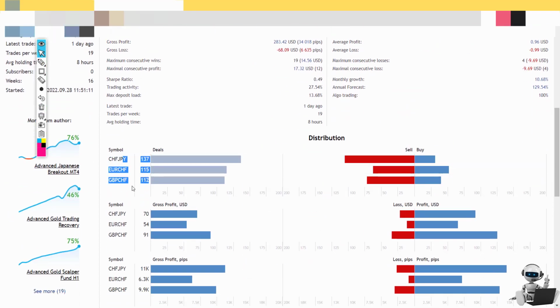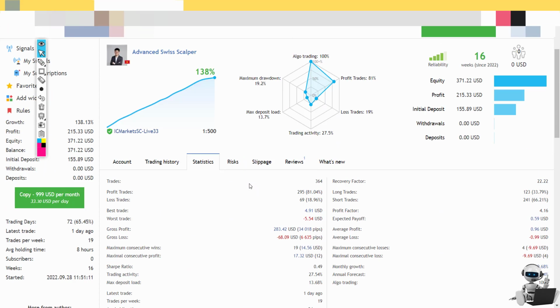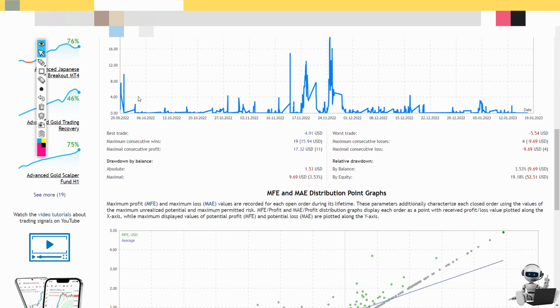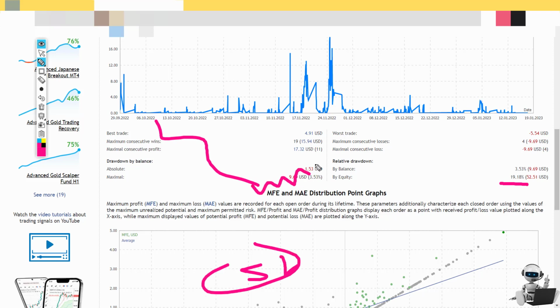It only uses 3 symbols, these are recommended, so please only use these. And for the risk, you can see by equity, so that's what I mean by equity. It means the trades are kept open until they hit the maximum stop loss and the price goes back to a certain point, so that's why the drawdown will be higher by equity.